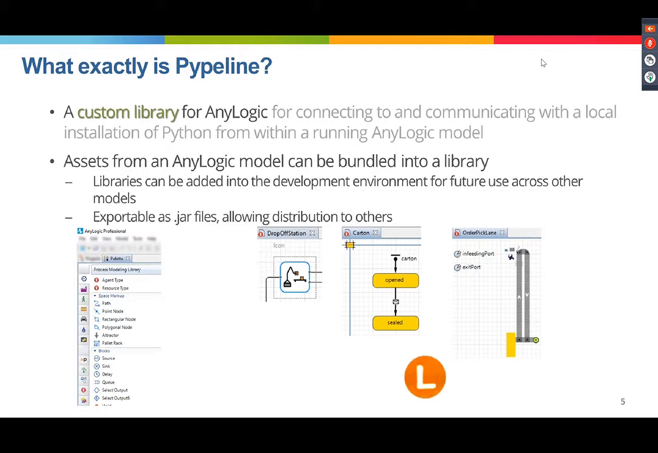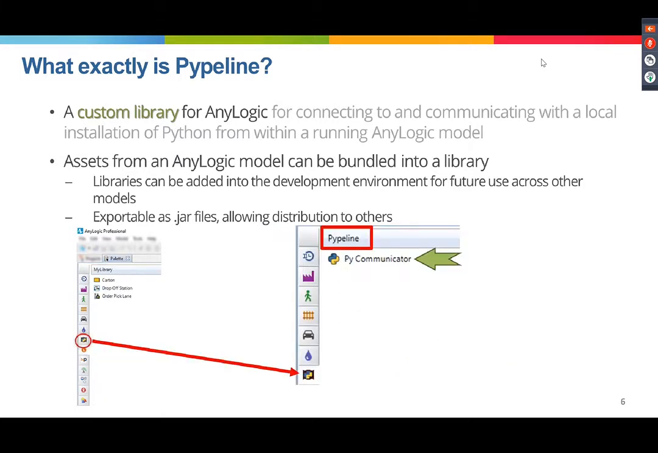Now, when I describe it as connecting to a local installation of Python, what that means is that Pypeline does not in and of itself provide any specific version of Python. In fact, it doesn't provide any version at all. Instead, it requires Python to be installed on the user's machine.